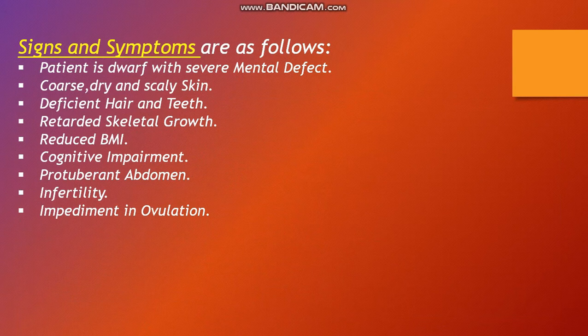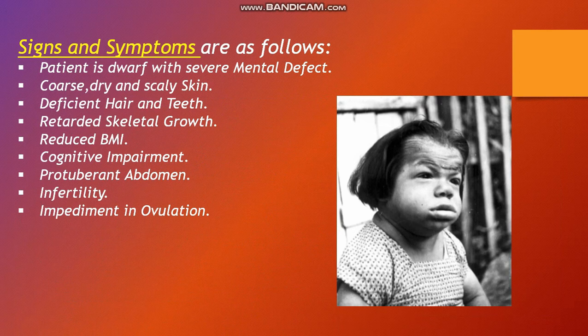Signs and symptoms are as follows. The patient is a dwarf with severe mental defect, coarse, dry and scaly skin, deficient hair and teeth, retarded skeletal growth, stunted skeletal growth, reduced BMI, cognitive impairment, protuberant abdomen, infertility, impediment in ovulation. These are the effects in a child having cretinism.